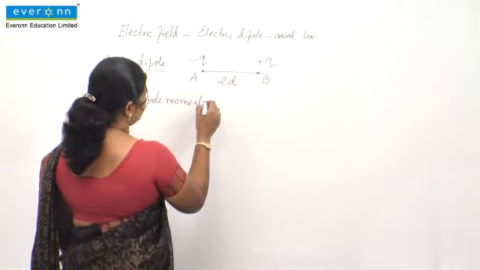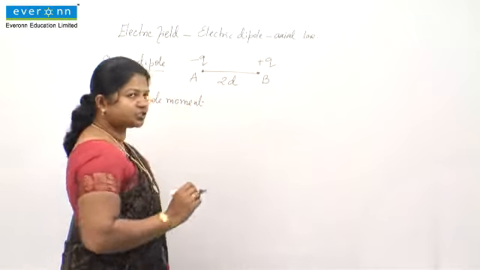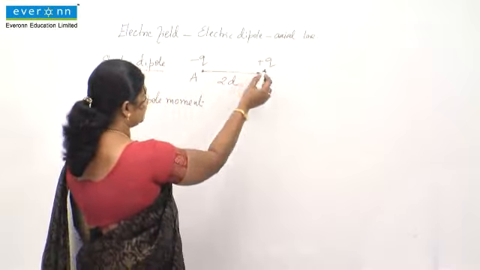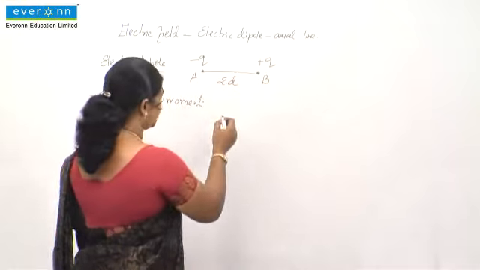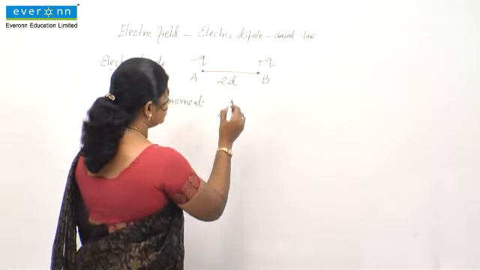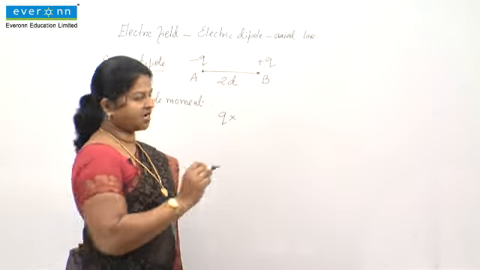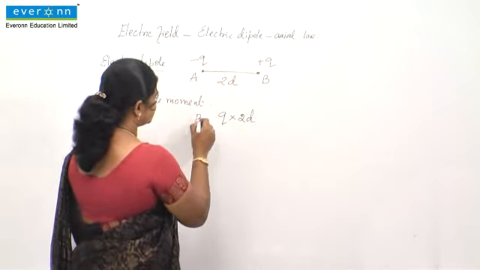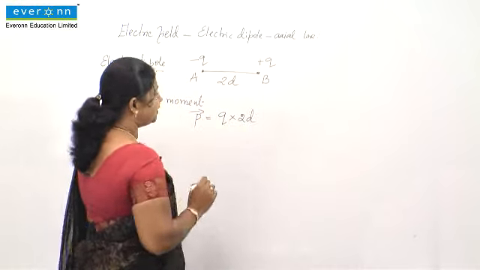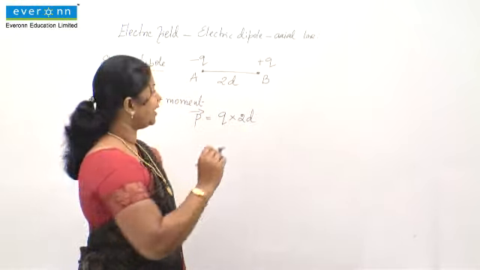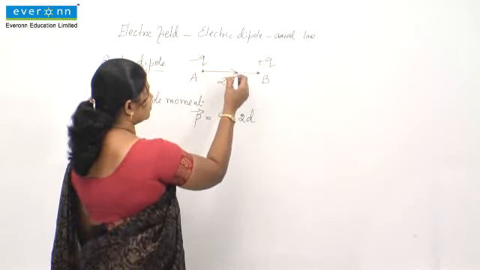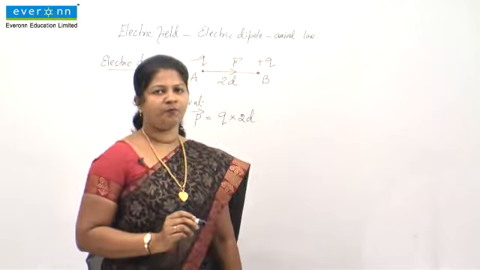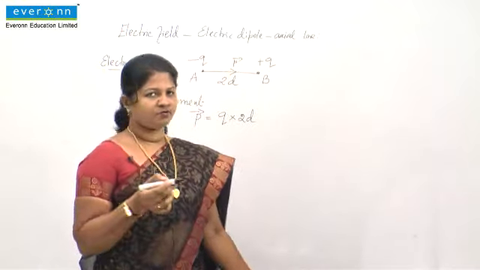Dipole moment is nothing but the product of the magnitude of any one of the charges. So, we have minus q and plus q. The magnitude will be q into the distance between the two charges, which is 2d. Dipole moment is represented as small p, and it is a vector quantity. The direction of the dipole moment is taken from negative to positive.